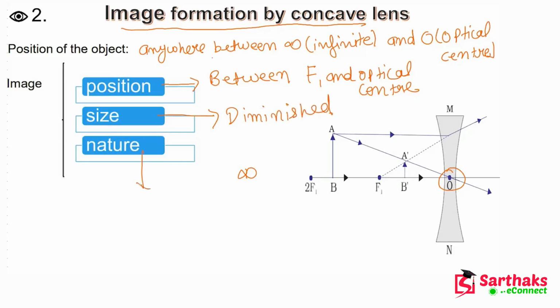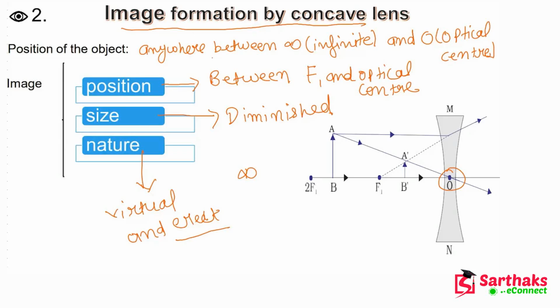Let's talk about the nature. The nature of this image is virtual and erect. Why is this virtual? Because the rays are not meeting here. And this is also erect. This is an upright image. That's why it is erect. So I hope, guys, you were able to understand this second case of image formation by a concave lens.